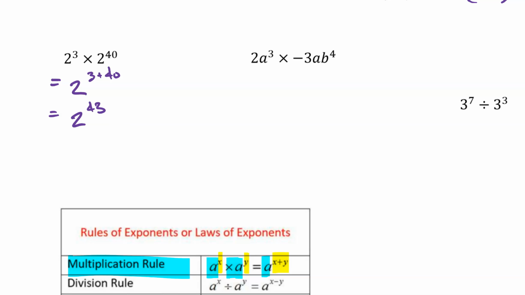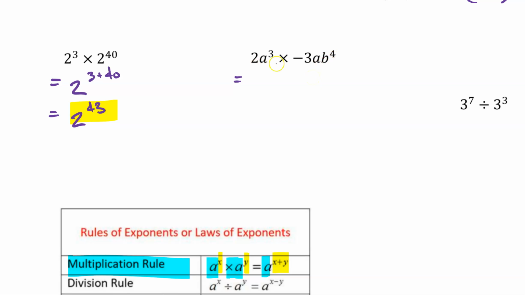Or let me use a highlighter to indicate. There, done. What about the next one over here? This is 2a cubed times negative 3ab to the exponent of 4. All right. Is the 2 and the 3, is that the same base? No, but they both have an a, right? And they're all being multiplied together. There's a b over here.